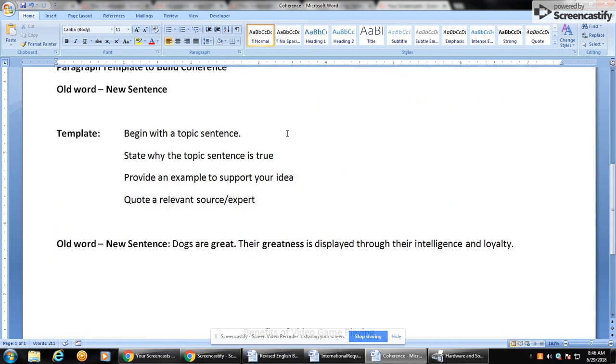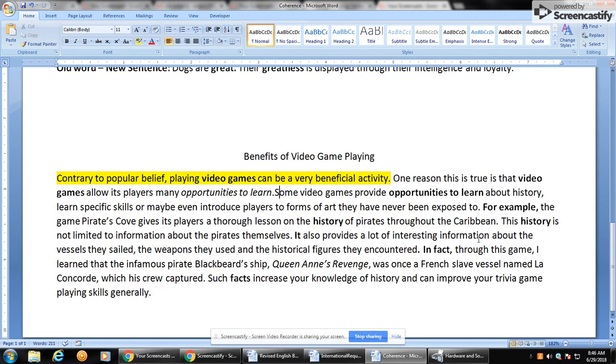All right. So following the template again, I've stated why it's true. Now I'm going to provide an example to support my idea. And here it is. For example, so I'm using this transitional word here to build connection to let readers know, okay, this is my example now. All right. For example, the game Pirates Cove, and I made that up. At least I don't think there's a real game called Pirates Cove. And if it is, I didn't know.